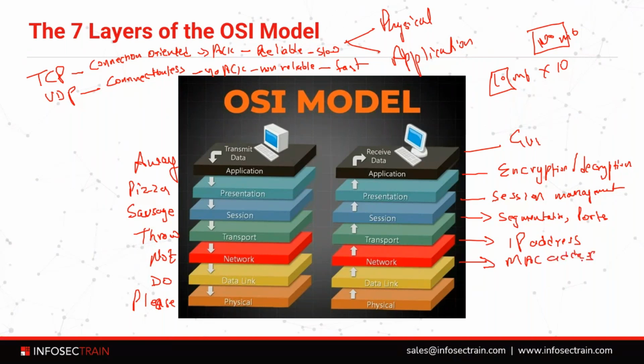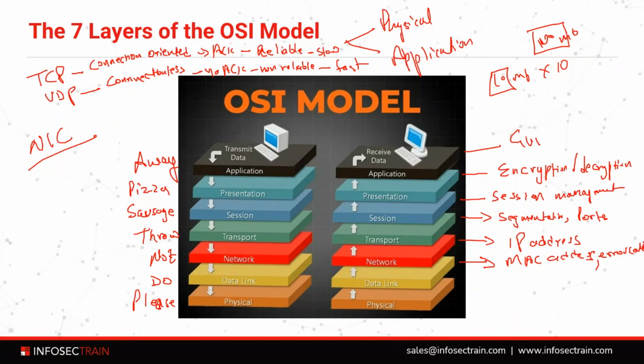What is a MAC address? The physical address of the device. So the MAC address tells exactly to which device I want to send the data. This is the address of your network interface card. Then it also helps in error control.